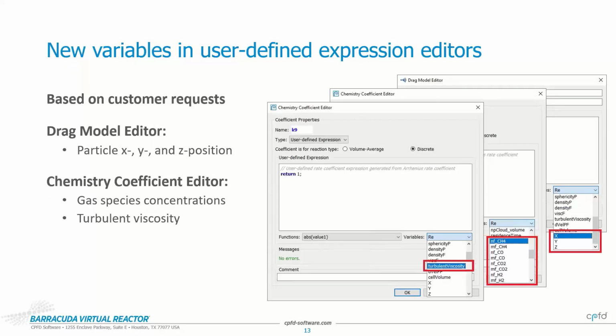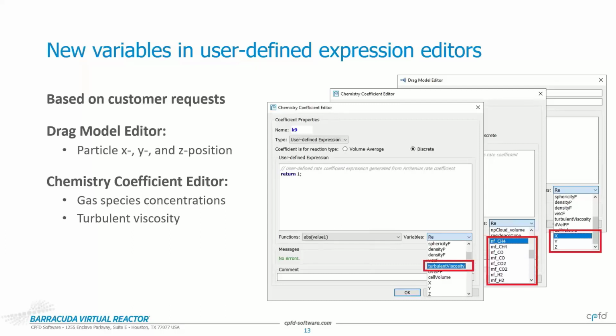Okay, so based on customer requests, we added a few new variables to the user-defined expression parsers for both drag models and chemical reaction rate coefficients. We want to make sure that everyone's aware of these in case they are useful for your setups. In the drag model parser, we added the variables x, y, and z, and these correspond to the x, y, and z positions of the particle in units of meters. So be aware of that. You can do some drag model modifications based on those particle location variables.